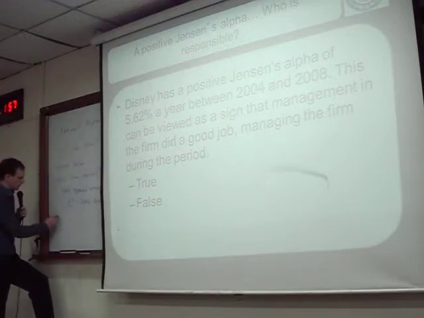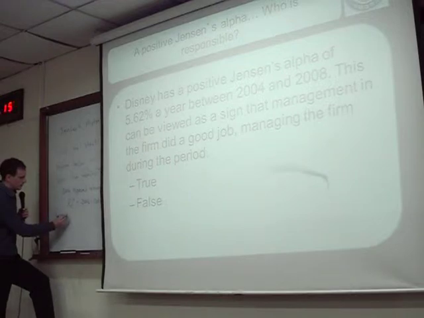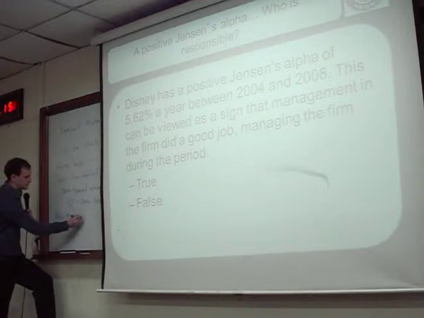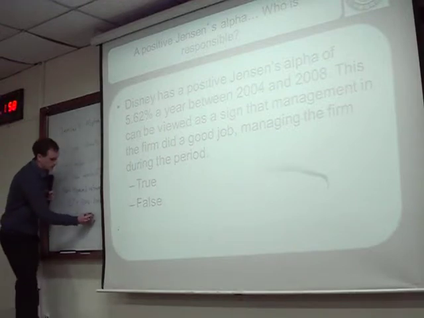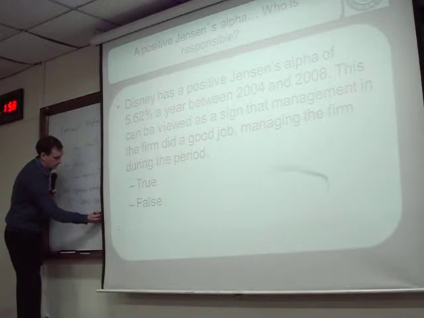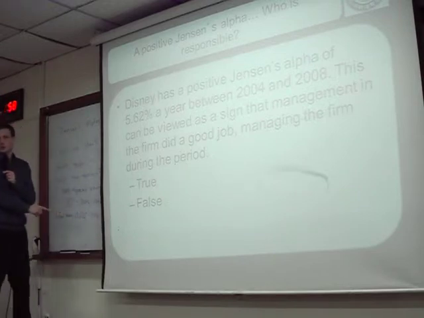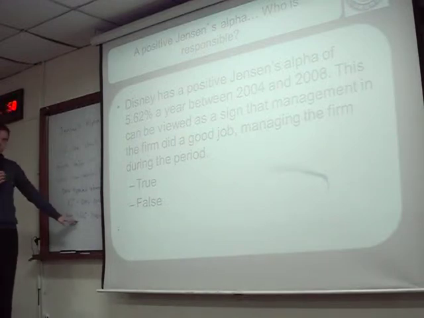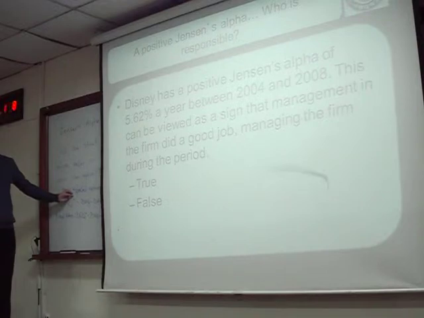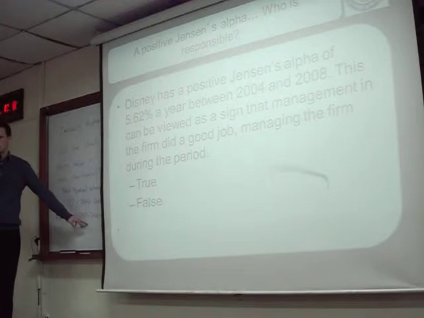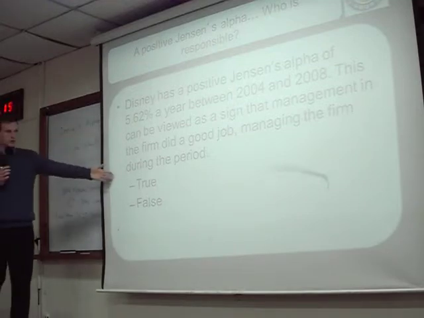So the actual return for Disney was 14, let's say 5.62 more, so 13.62%. This was the average return, so that's quite good, right? I would be happy enough to invest in Disney. The actual return was higher than the risk. The risk in Disney was about 8%, the hurdle rate. But Disney stock went up 13.2%. Okay, do you understand that? So what do you think? Does this mean the management is doing a good job?